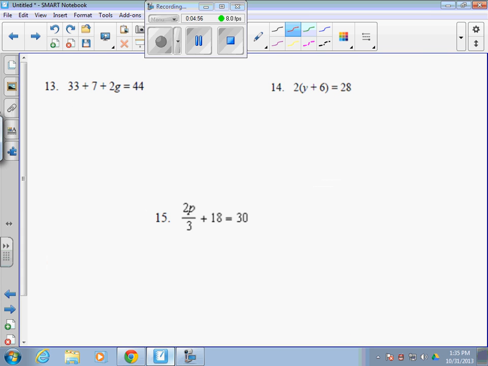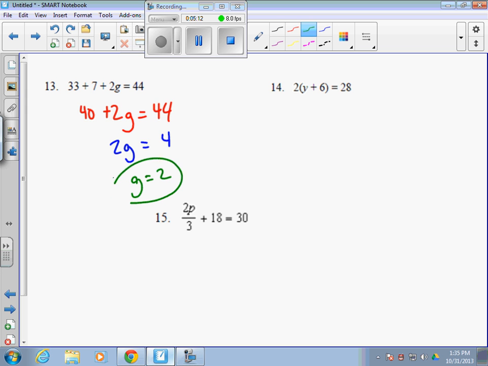13, combine your like terms 33 and 7, and you get 40 plus 2g equals 44. Get rid of 40 on the left by subtracting it. Leaves you with 2g equals 4 on the right. Get rid of 2 times something by dividing by 2, and you get g equals 2.